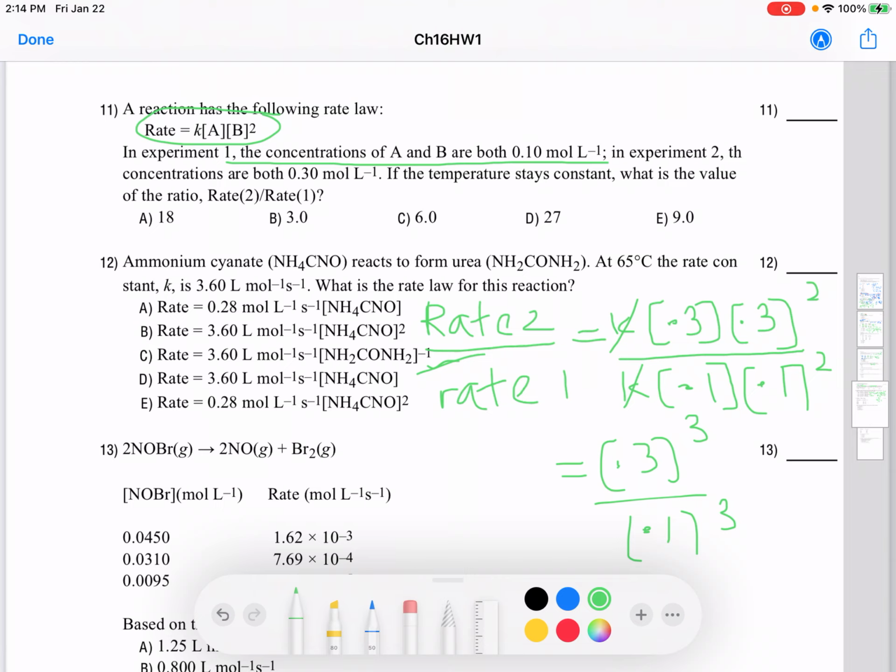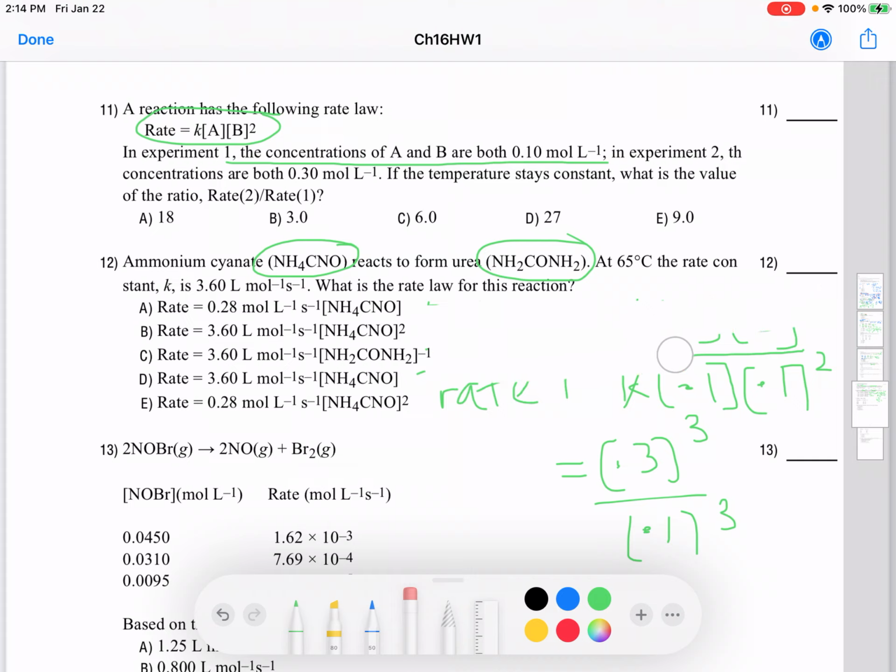Okay, so meaning this is your reactant and this is your product. The rate constant K is given as 3.60 with a certain set of units. What is the rate law for this reaction? How do you answer this one?